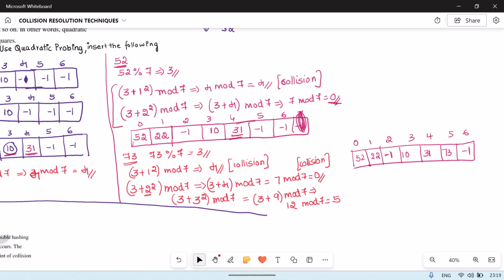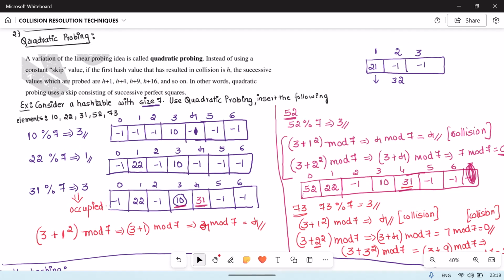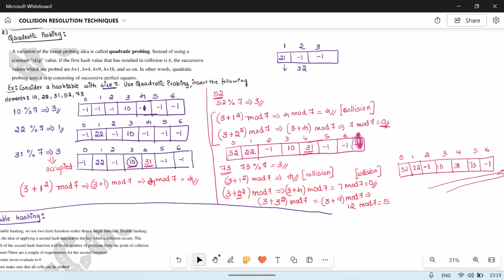So this is how you can carry out the quadratic probing. That is, instead of just looking for the next location, you find the new hash value by taking the square of a given number. So first time it will be 1 square, then 2 square, then 3 square. Your hash value that has caused the collision plus the positive number. So 1 square, 2 square, 3 square, and so on. So you can look at this and you can learn quadratic probing. I hope it is clear.